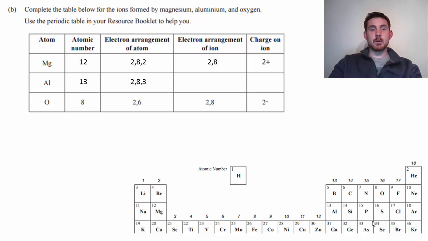And then for the ion, it's going to again get that stable full outer shell. And so the way that aluminium will do that is by losing 3 electrons, giving it the same electron arrangement as the magnesium and oxygen ions. And the charge on the ion, because it's lost 3 electrons, that means it now has 3 more protons, positive charges, than it does negative charges, and so it's going to be 3 plus.